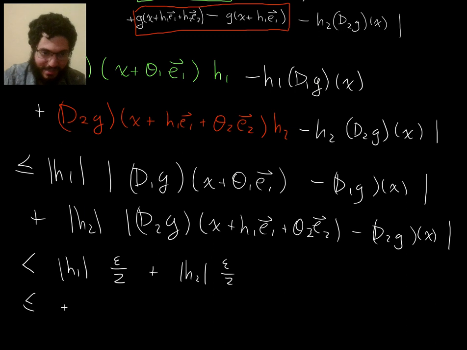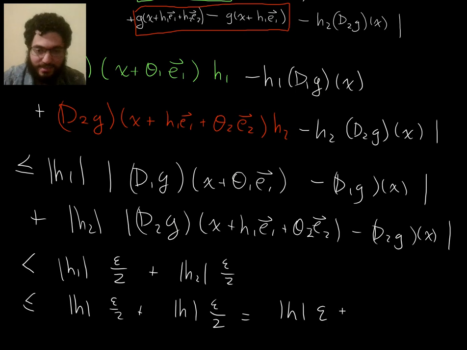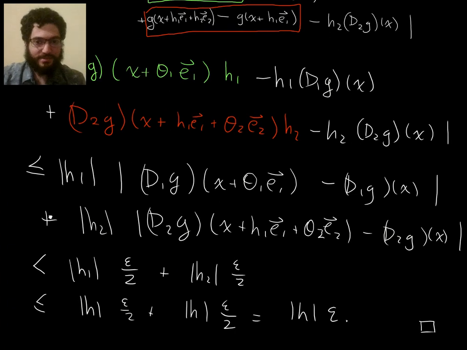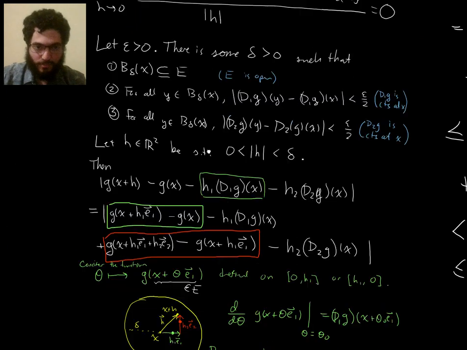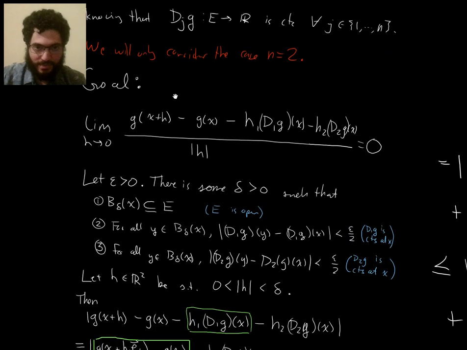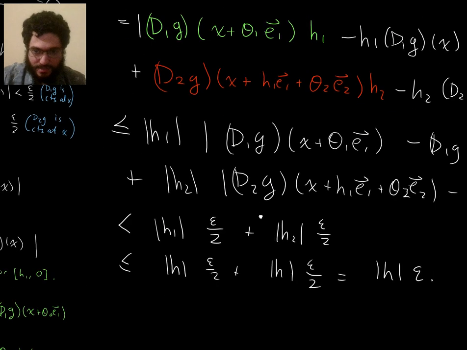Okay, so this is less than or equal to norm h epsilon over 2 plus norm h epsilon over 2, which is norm h epsilon. And that is victory, because our goal way back here was to show that the limit of this thing divided by norm h is 0. So we're trying to show that this thing here is less than epsilon times norm h. And that's what we reached.